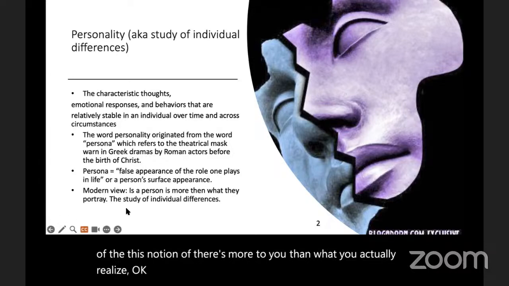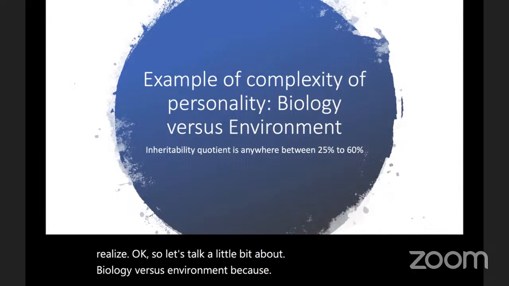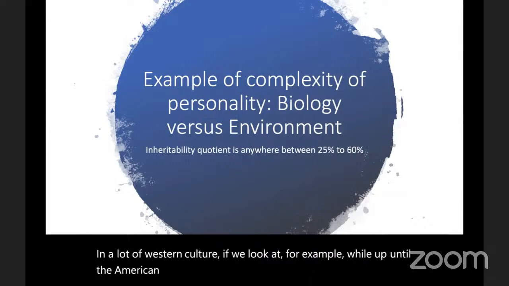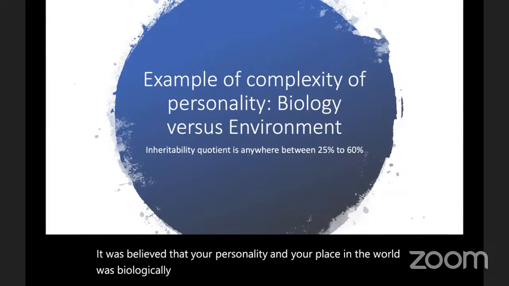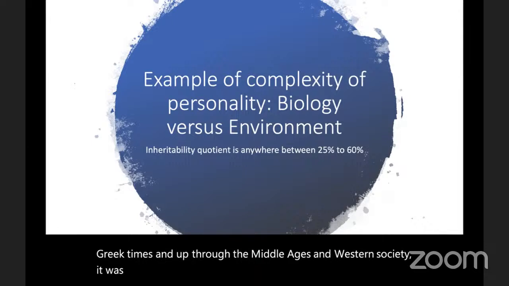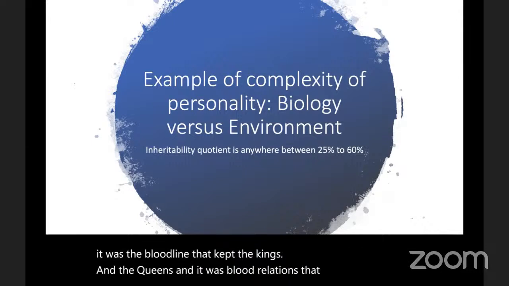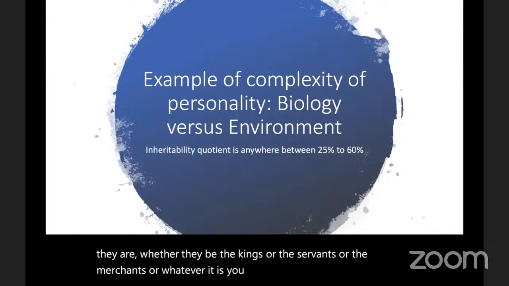Okay. So let's talk a little bit about biology versus environment, because in a lot of Western culture, for example, up until the American experience, it was believed that your personality and your place in the world was biologically set. Okay. So if you read back in the Romans and Greek times and up through the Middle Ages in Western society, it was the bloodline that kept the kings and the queens, and it was blood relations that made people who they are, whether they be the kings or the servants or the merchants or whatever it is. You were born into that. Your personality is something you're born with.